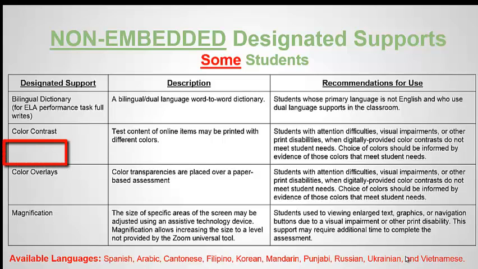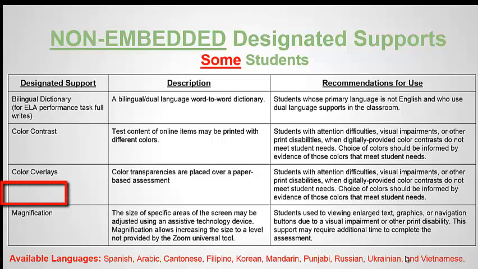Color overlays are transparencies that may be placed over the paper-based assessment. Students with attention difficulties may need this support to view test content. This support also may be needed by some students with visual impairments or other print disabilities. Choice of color should be informed by evidence of those colors that meet the student's needs.